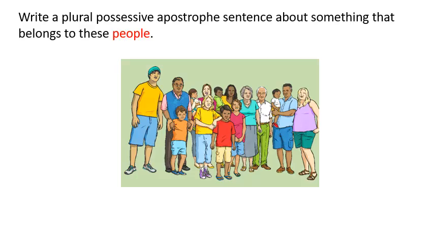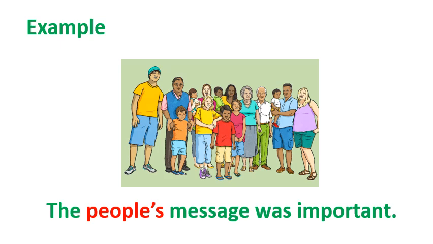Write a plural possessive apostrophe sentence about something that belongs to these people. For example, you might have written, the people's message was important. People is a plural noun, but it does not end in an S. We don't say persons when we make it plural. We change the word to people. It doesn't end in an S, so we have to add apostrophe and S to this noun.